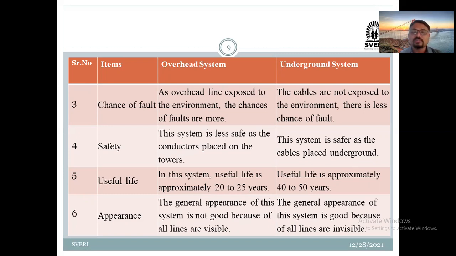So in which system are the chances of faults more? Overhead. Absolutely. In the overhead system, the chances of faults are more as compared to the underground system.